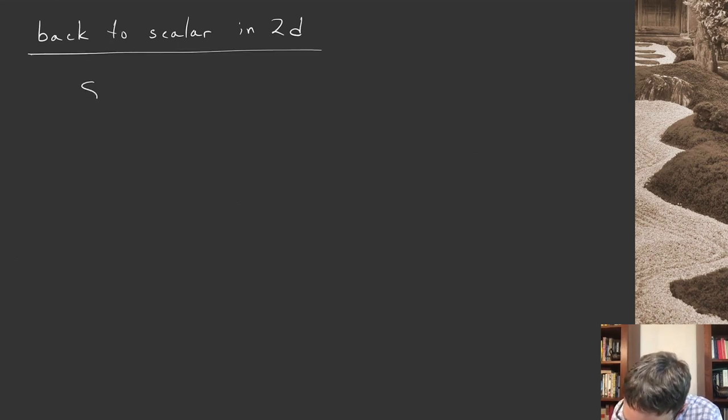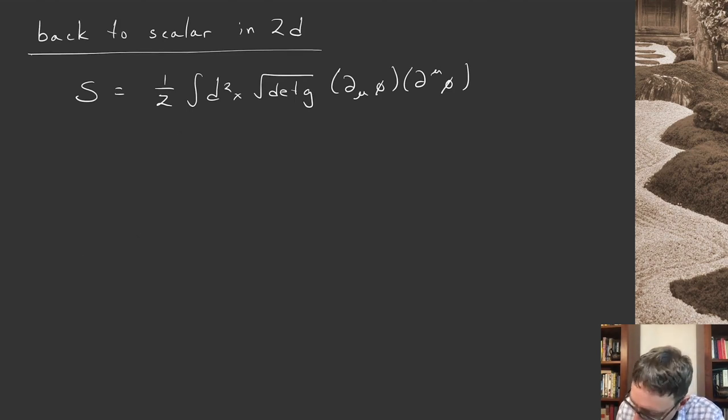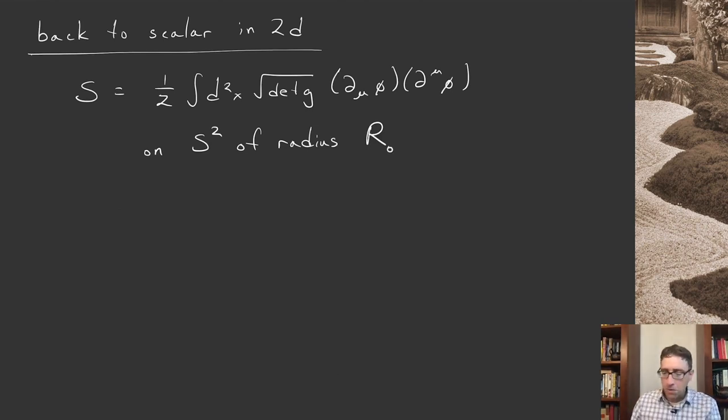Right, so I have my scalar action, 1/2 integral d2x square root of determinant g, d mu phi d mu phi. And I want to try and show you an anomalous aspect, or where this anomaly comes from, or a way to identify it. So in order to do that, I want to put this theory on a sphere, an S2 of radius r, 0, to distinguish it from the Ricci scalar.